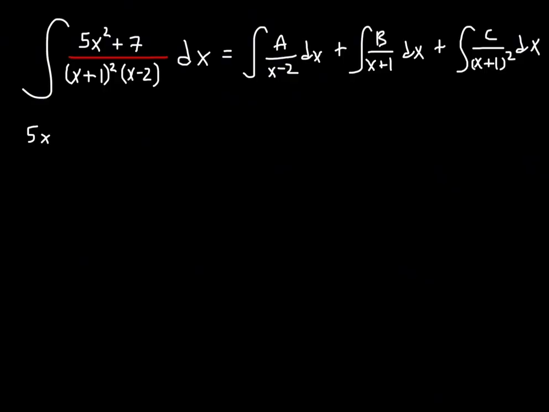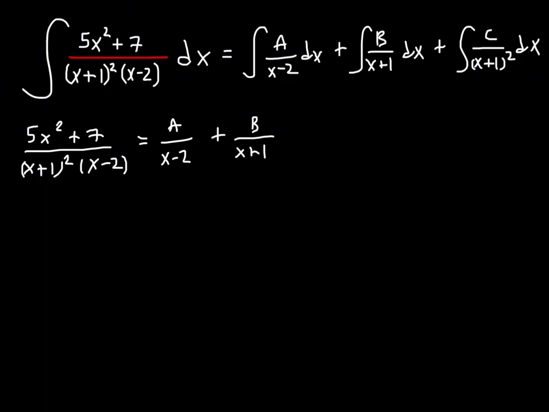So I'm just going to write this fraction here again. So x plus 1 squared times x minus 2, which is equal to a over x minus 2 plus b over x plus 1.